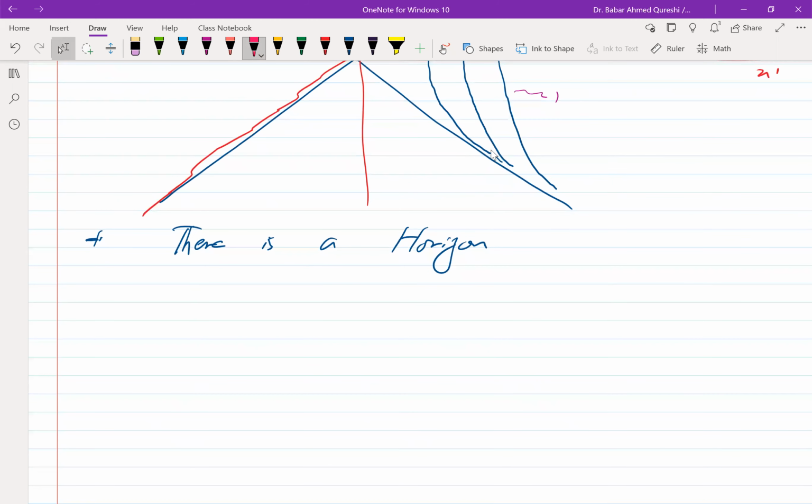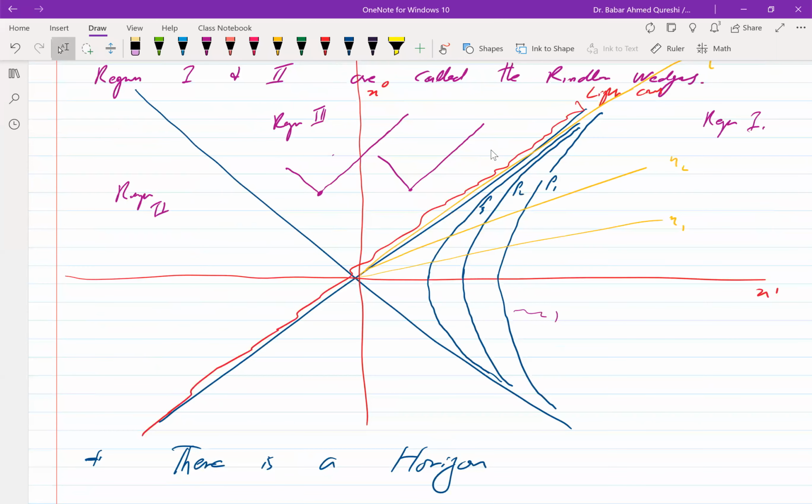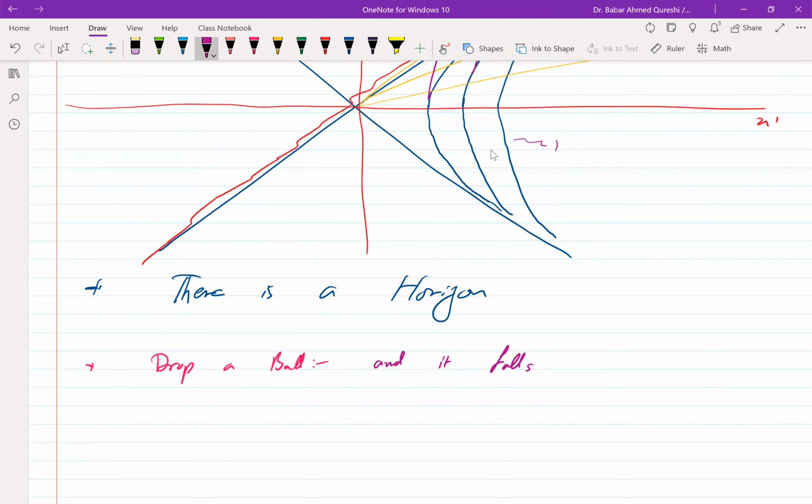Also, if I drop a ball, there's no gravity. But a Wingler observer drops a ball. Let's say he drops it here. What's going to happen? The ball is just going to follow, because it's flat space, a straight line. But what you can say is that every ball which is dropped moves towards the horizon and crosses the horizon. Drop a ball and it falls into the horizon. Horizon has gravity, so to speak, in inverted commas.